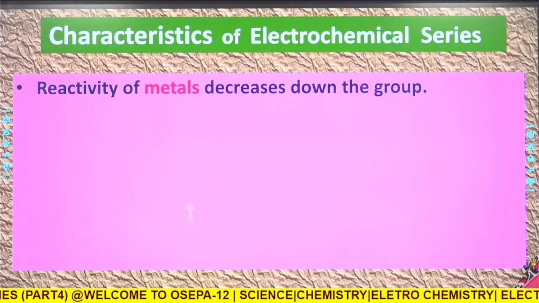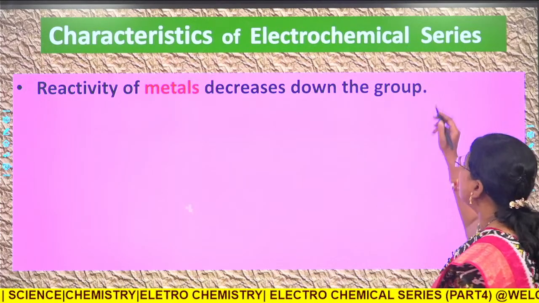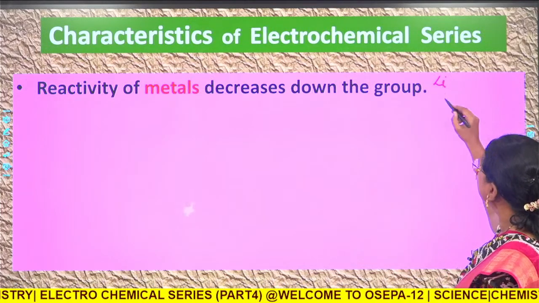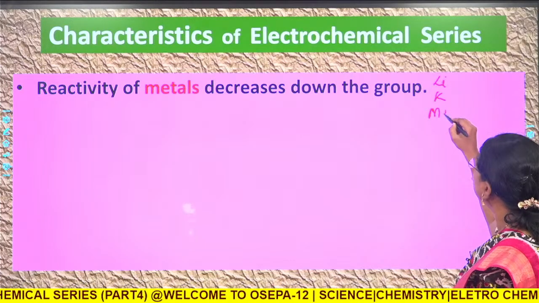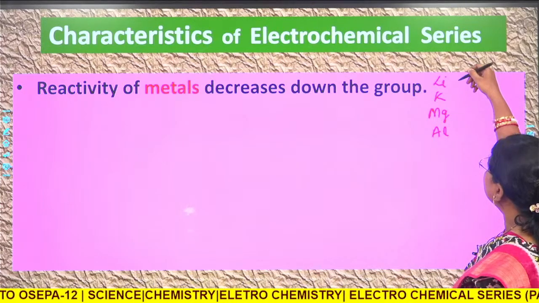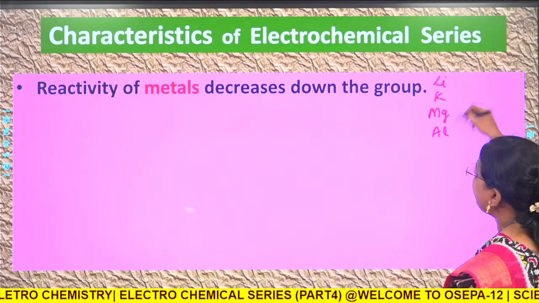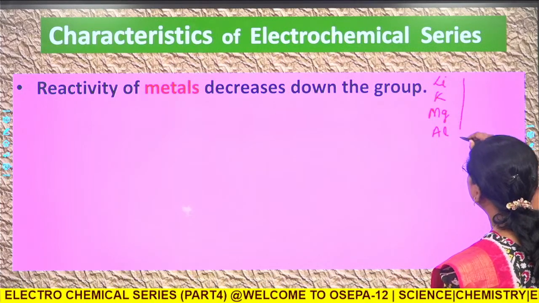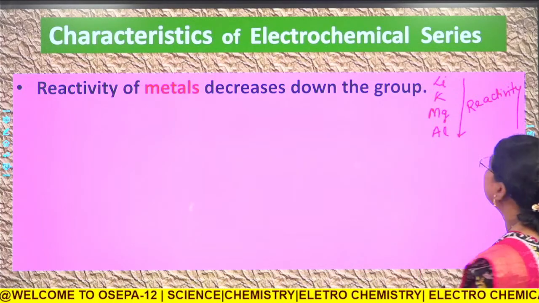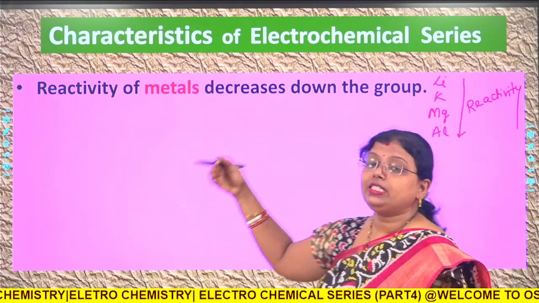Reactivity of metals decreases down the group. Suppose lithium, potassium, magnesium, aluminium. These are the metals. Lithium is placed at the top of the series. So the reactivity will decrease like this, because the reactivity of a metal depends upon what? Its tendency to lose electrons.